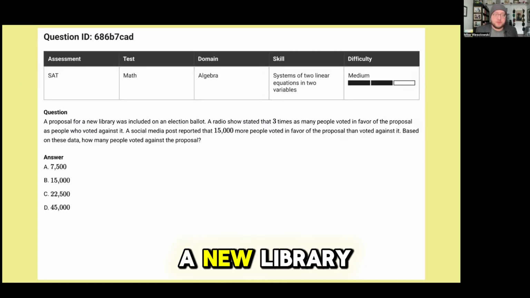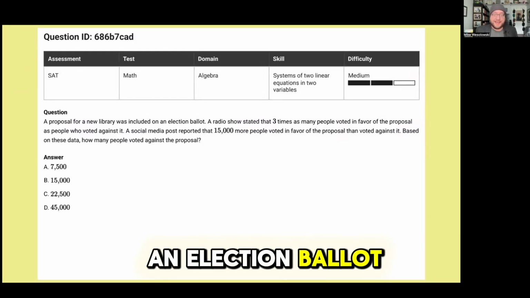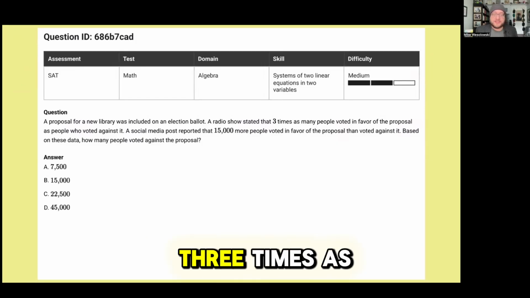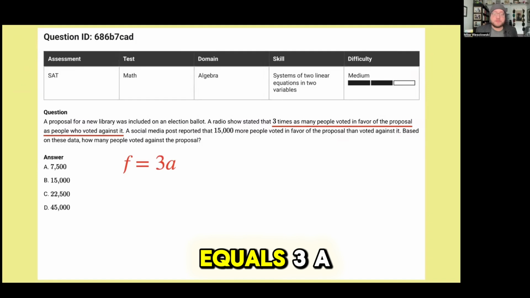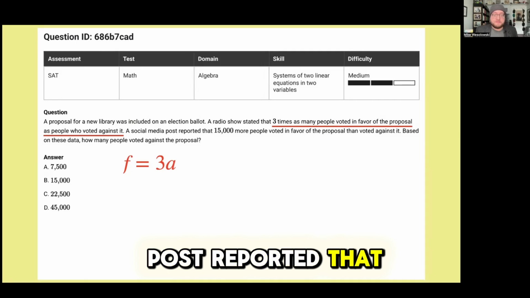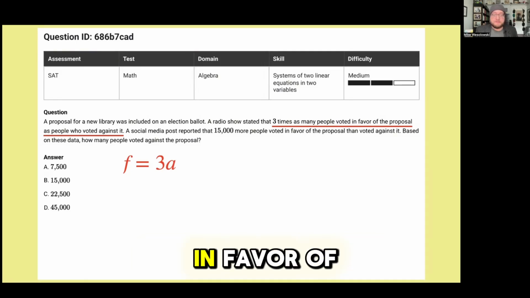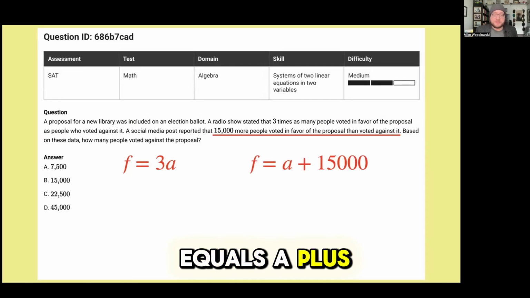A proposal for a new library was included on an election ballot. A radio show stated that 3 times as many people voted in favor of the proposal as people who voted against it. So that's F equals 3A. F is 3 times as many as against. A social media post reported that 15,000 more people voted in favor of the proposal than voted against it. So that's F equals A plus 15,000. F is 15,000 more than A. You have to add 15,000 to A to get F.